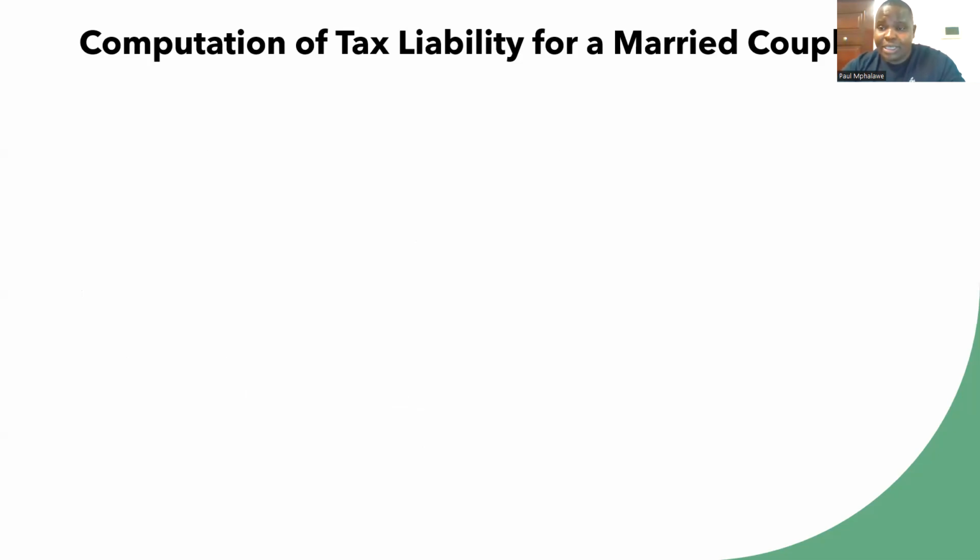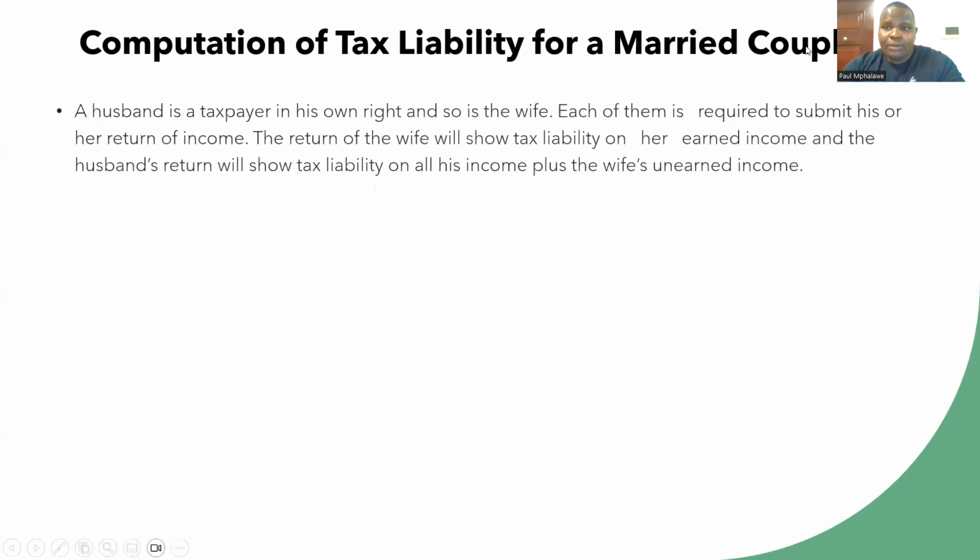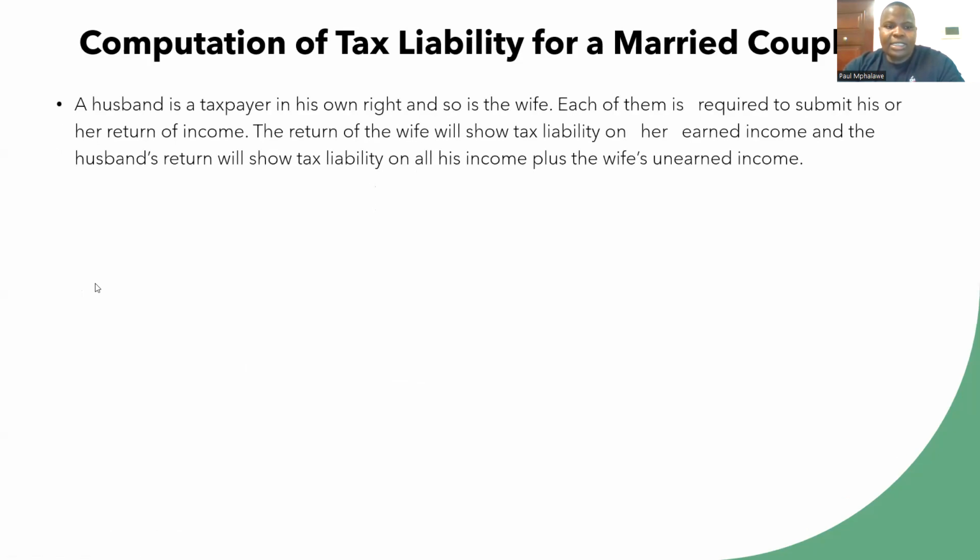Okay, what is earned income of the wife? All right. So the question is, what would be the computation of tax liability of a married couple? So a husband is a taxpayer in his own right. That's one fact for sure. And so is a wife. Each of them is required to submit their own return of income. Okay, so the return of income of the wife will show tax liability on her earned income, and the husband's return will show tax liability on his income plus the wife's unearned income.